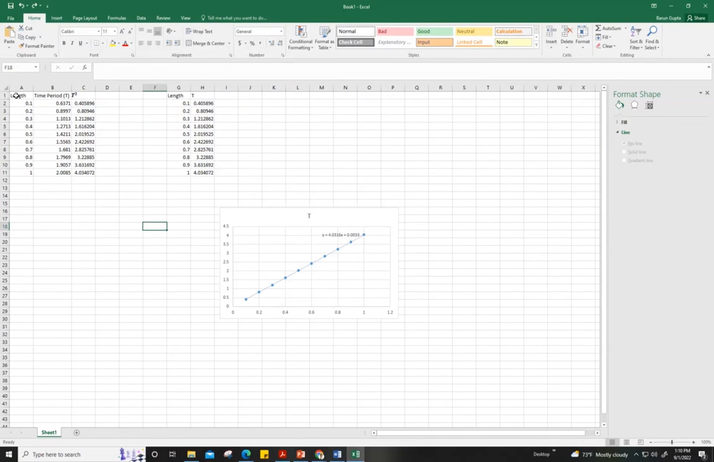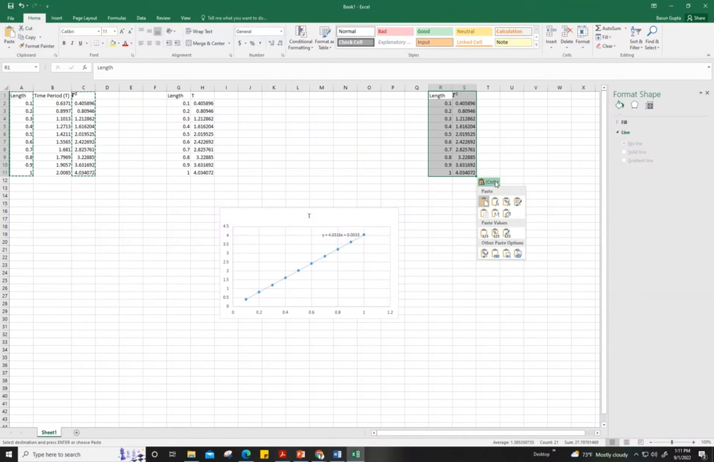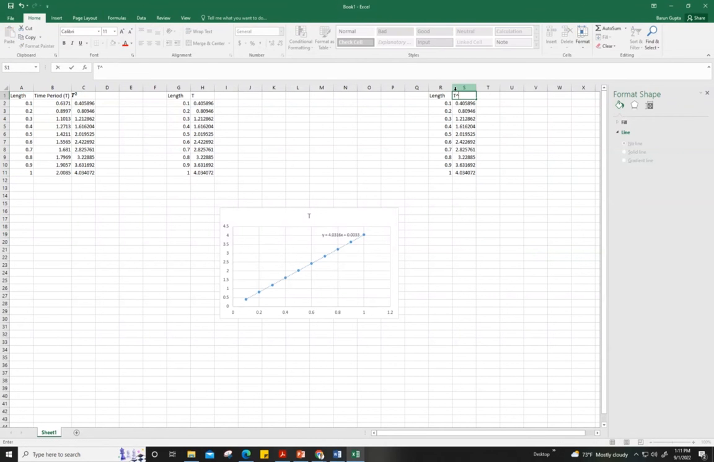Now, what I have done is I have copied this one. So let me do it one more time. Copy the length and t square columns and paste them anywhere you like. Make sure that you paste only the values here, because sometimes it also copies the equation, the formula. So make sure you are only copying the values, and write down here t square.